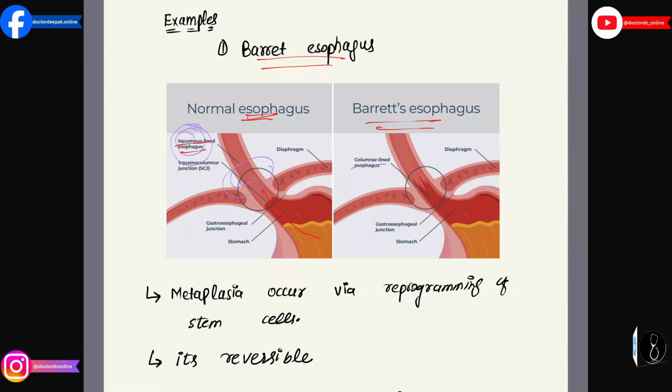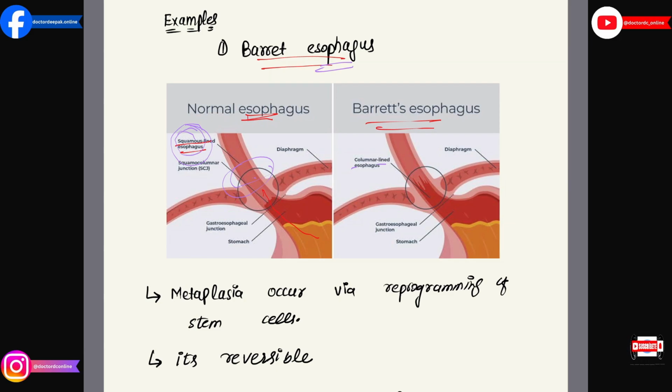But when more acid is going from the stomach to the esophagus, that squamous epithelium is going to be changed to columnar epithelium, and that columnar epithelium is non-ciliated and mucin producing. So please keep in mind, this is called Barrett esophagus. Barrett esophagus is simply the changing of esophagus epithelium from the squamous type to the columnar type. So just keep that in mind.